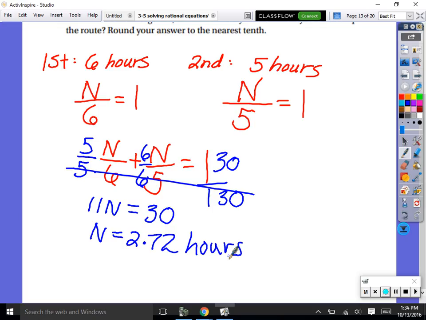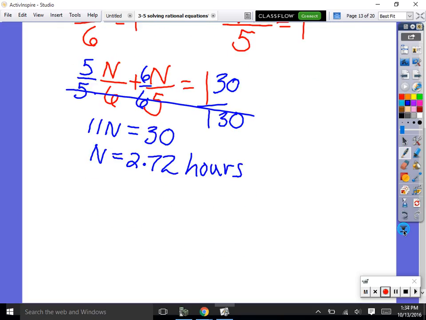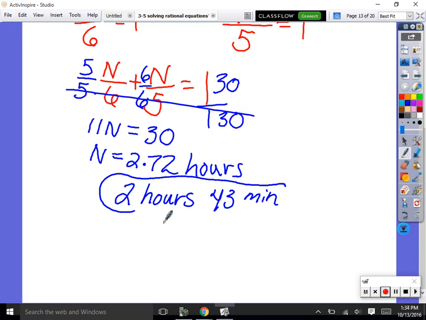Okay, I want you to think of this. Isn't 0.72 saying 72%? Yeah, that's what 0.72 means. So we want 72% of an hour. So how many minutes is that? 60 times 0.72. If I want to know, you get why. How many? Okay, 43 minutes. So this is 2 hours and 43 minutes. That's how much they can get done together.